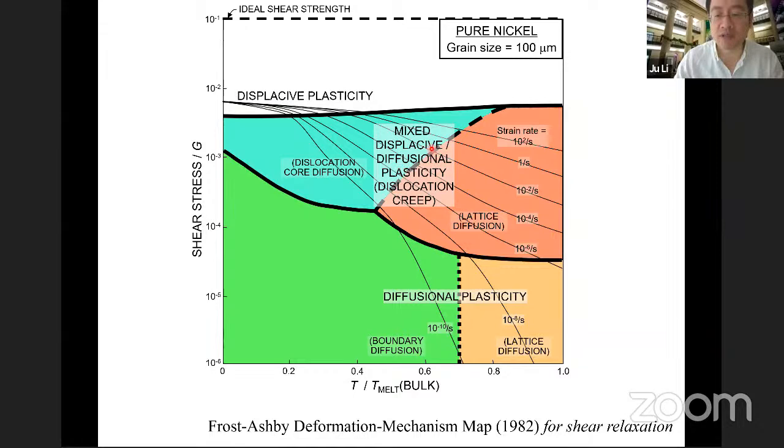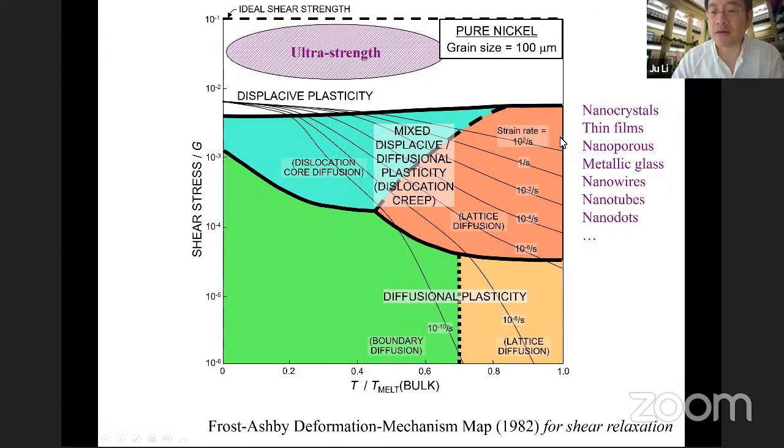Anyway, what you see is, in conventional material, you are way below the ideal strength. However, the key here is the grain size is a coarse grain material. This is pure nickel with 100 micron grain size. So what has happened in the last 20, 30 years is we've got these bulk nanocrystals, thin films, nanoporous materials, metallic glass, nanowires, nano this and that. And we measure very high strength, a significant fraction, even approaching the ideal strength.